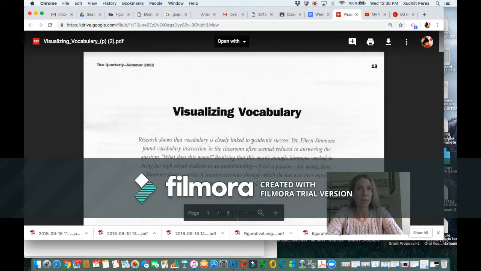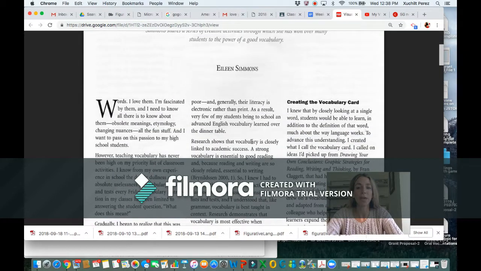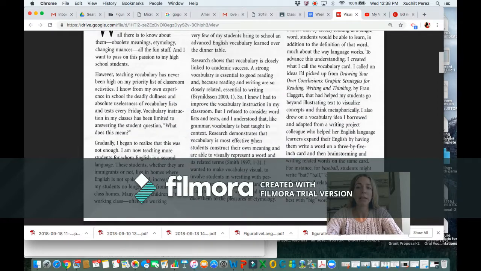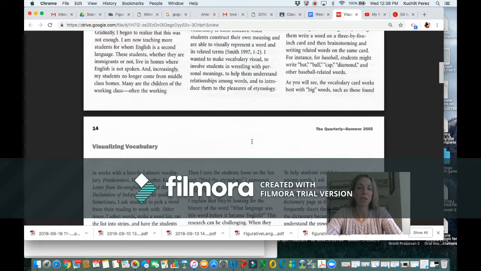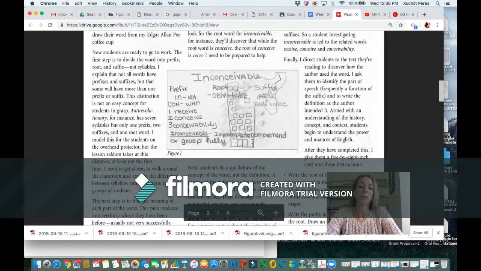Now, the visualizing vocabulary article is probably one of my favorite articles of the course, notwithstanding some of the other feminist literature and the other wonderful articles that we've read. But this article in particular, when we look at vocabulary, does an amazing job of explaining how to make vocabulary meaningful, and the strategies that the author, who is a teacher, provides in really explaining to students and engaging students with meaningful vocabulary work is amazing. And I can say that I've actually tried out these strategies.